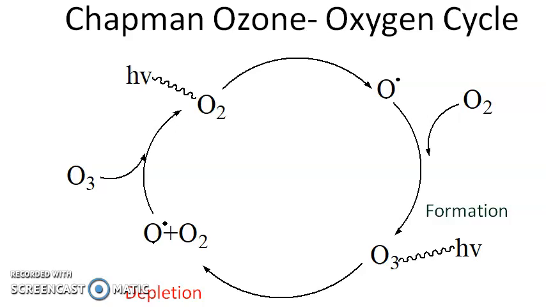So for every extra ozone formed, some will be depleted, and for every depleted ozone, another will be formed. So this happens as a cycle, so we are not going to disturb it. It happens so, and the thickness of the ozone layer will be maintained.